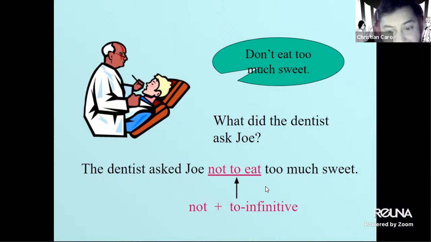Some people say to not eat. It's possible, but it's kind of old. You know, modern English in this case requires not plus to infinitive. But if you read older books, like Shakespeare or Yeats or older authors in this case, even the Bible, the Quran, all old books, in the translations, you're going to see to not eat, right? But modern English in this case requires not plus infinitive.